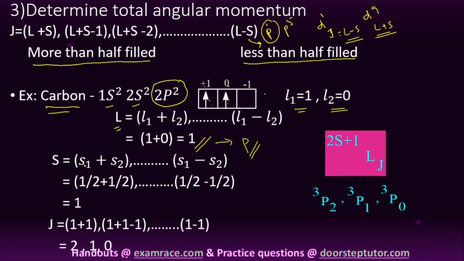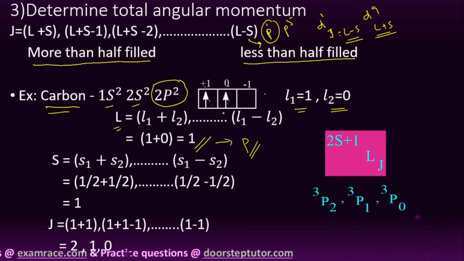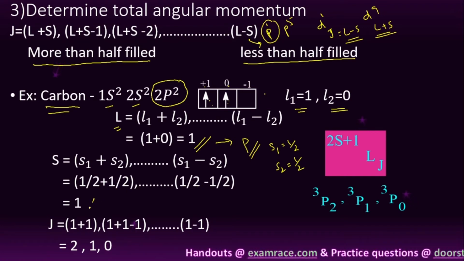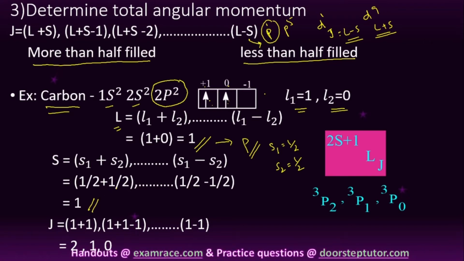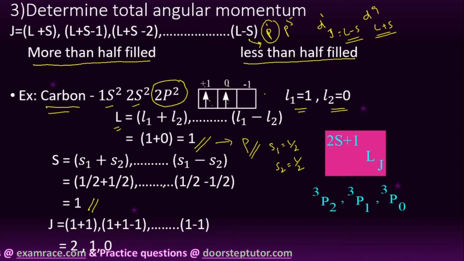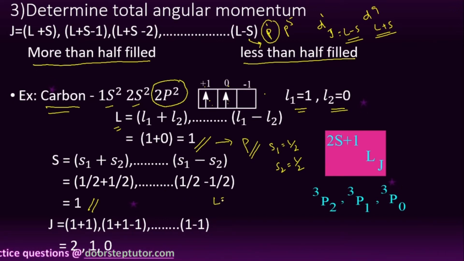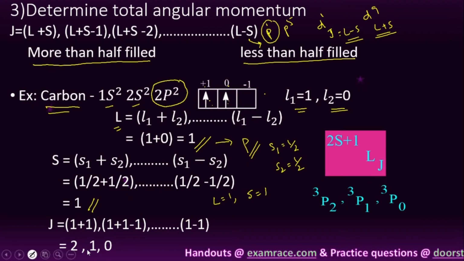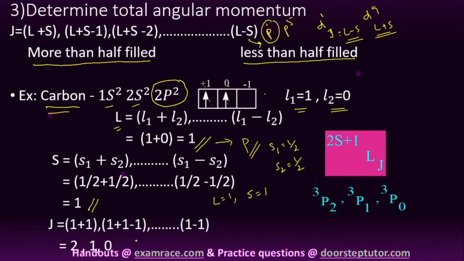Then we will move to the S value, that is the resultant spin angular momentum. We have two electrons, so S1 is equal to 1/2, S2 is equal to 1/2. So 1/2 plus 1/2 is equal to 1, or 1/2 minus 1/2. So the resultant spin angular momentum is also 1. Therefore the L value is equal to 1 and the S value is equal to 1. Now we will move to the J value. L plus S means 1 plus 1, down to 1 minus 1. So the resultant angular momentum values are 2, 1, 0, right?